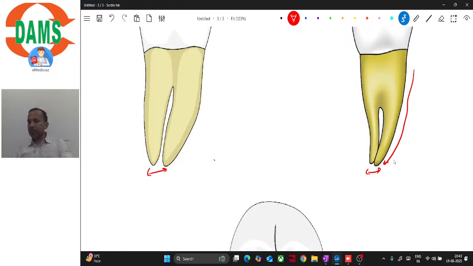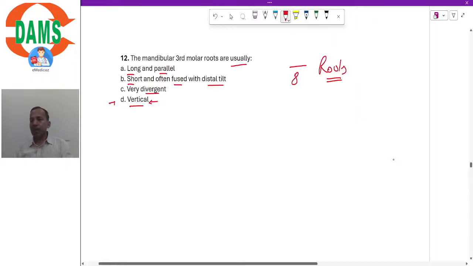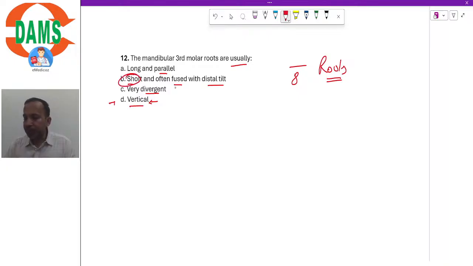Clear? So they are often fused and they have a distal tilt, and the roots are short. Why are the roots short? The root trunk is longer. The individual roots are shorter. Also, the entire length of the root is getting reduced from first to second to third molars.